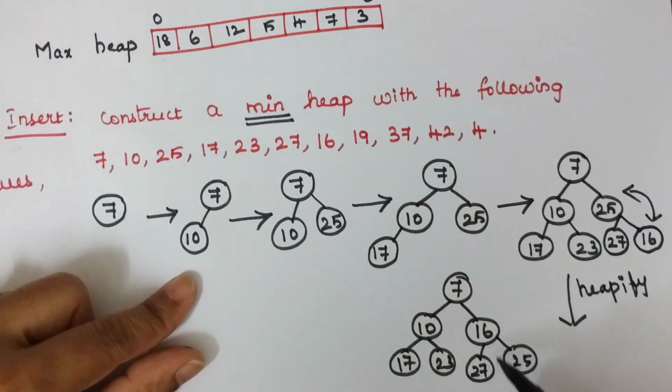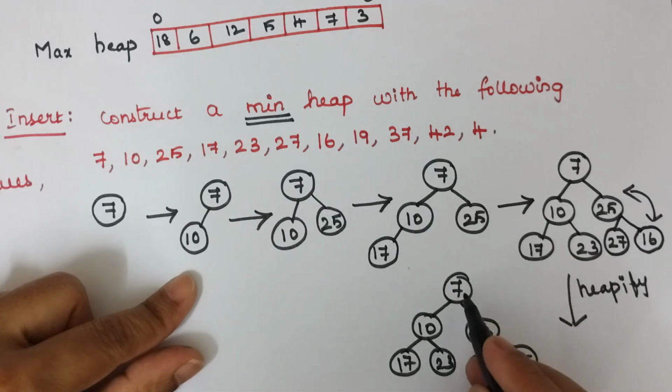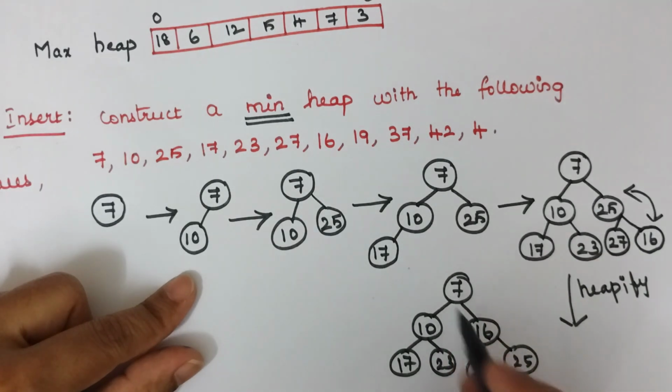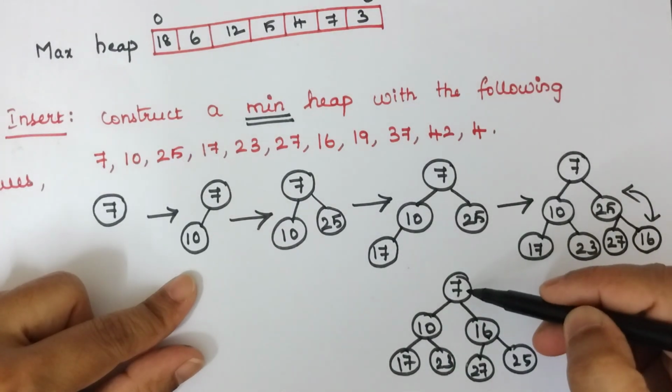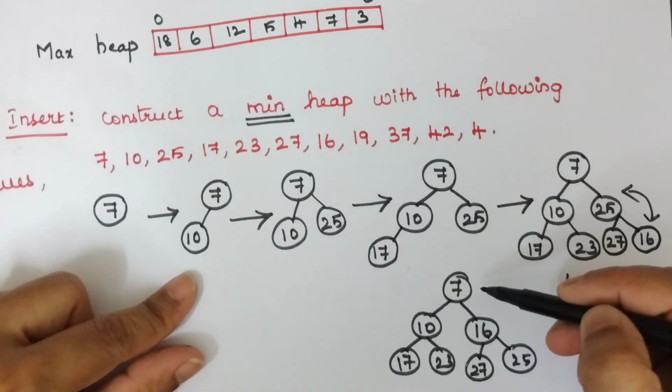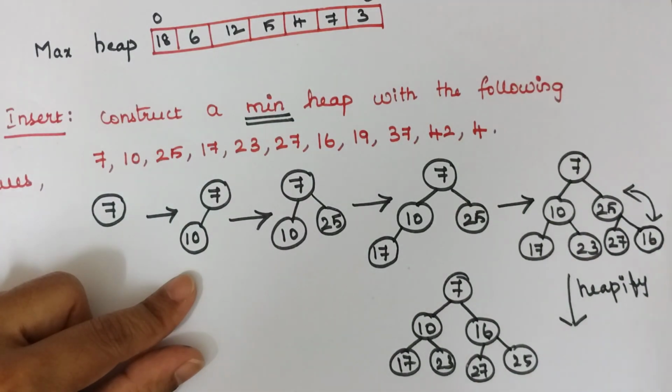Once you swap it, you can check again. This 16 is a parent node of 27 and 25, and it is lesser than these two values. But you cannot stop right here. Since you swapped these two values, again you need to compare this value to its parent node, whether the parent is satisfying the property or not. If the parent doesn't satisfy this property, again swap these two values. If you check this with 7, 7 is minimum, which is satisfying the minimum heap order. So you're not doing anything here, just move to the next step.